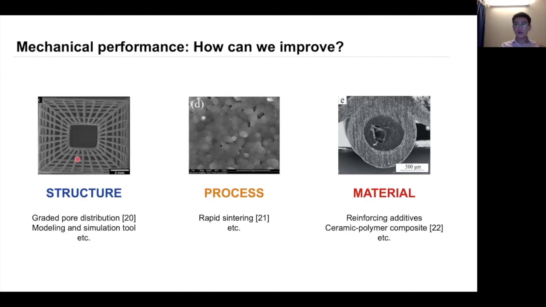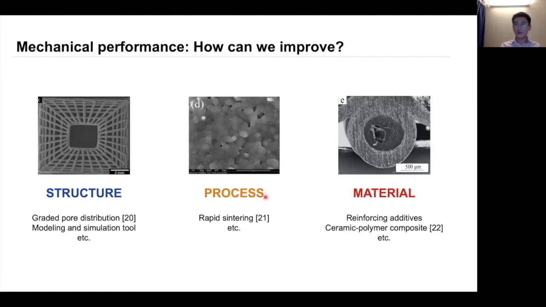However, there's still not yet a systematic study or systematic evaluation of the mechanical performance of such a structure. At the same time, if we were to use modeling as well as simulation tools that help us find the optimal scaffold structure, that's another way to help us improve the mechanical strength of these scaffolds.